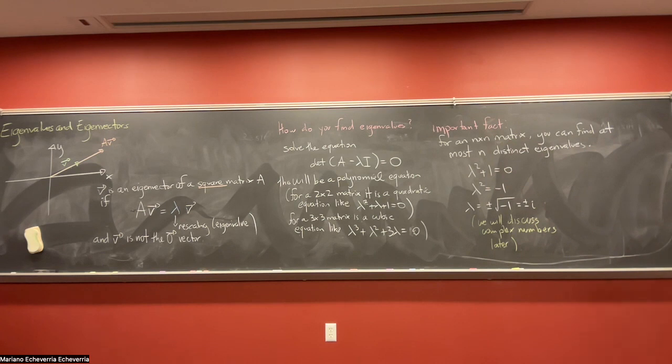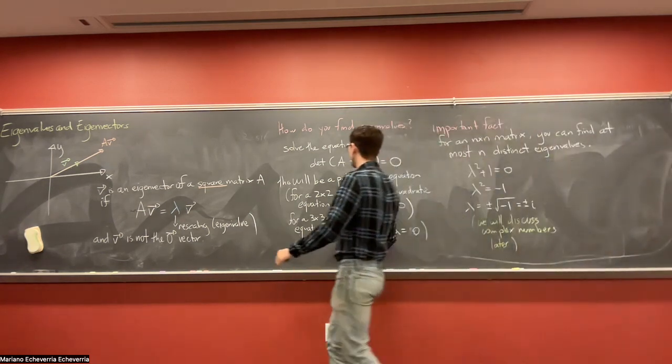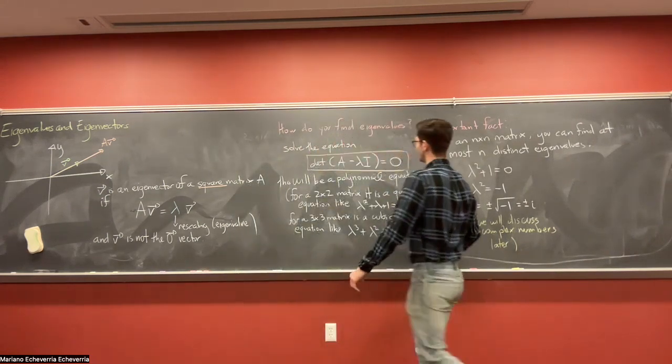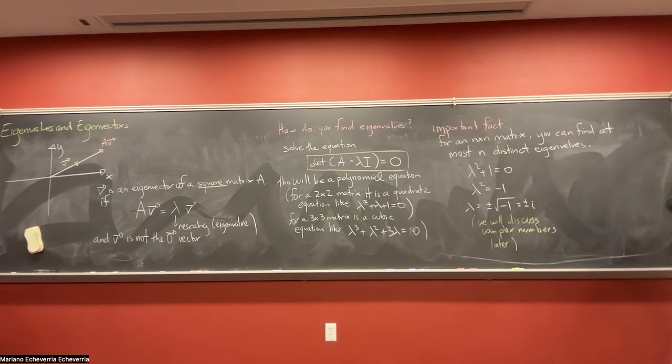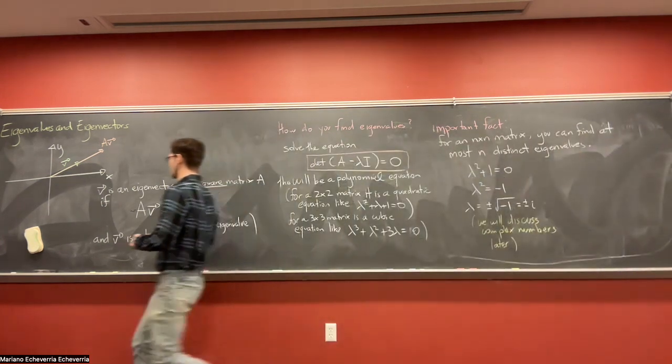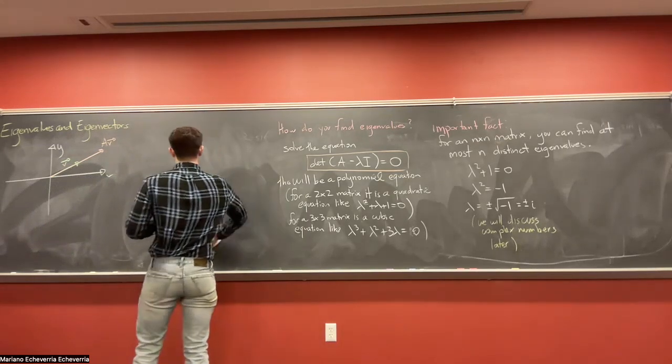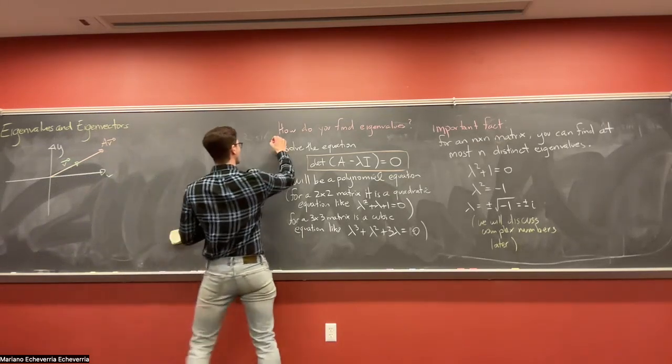So again, this is the first key question for this type of problem: how do you find the eigenvalues? And again, I'll do a few examples in a second. And then once you have the eigenvalues, how do you find the eigenvectors associated to a given eigenvalue? So that's kind of step one, if you like.